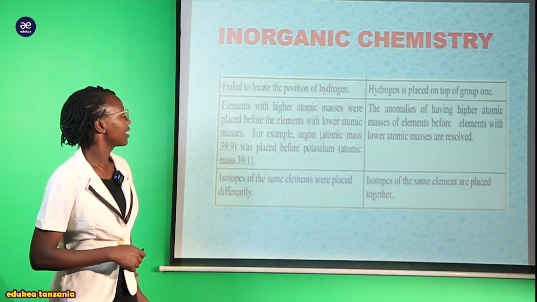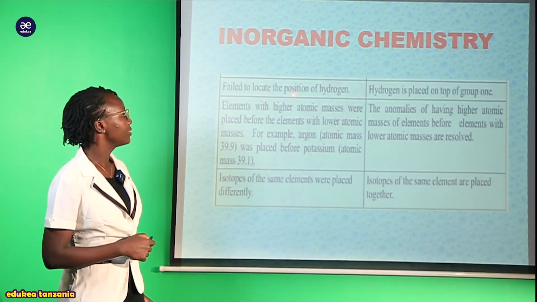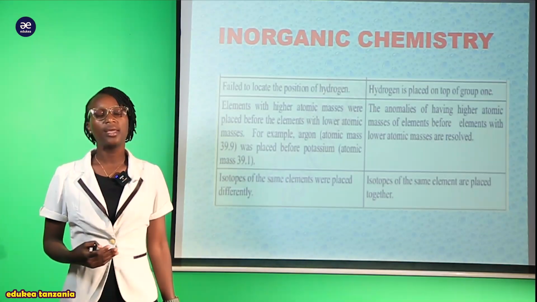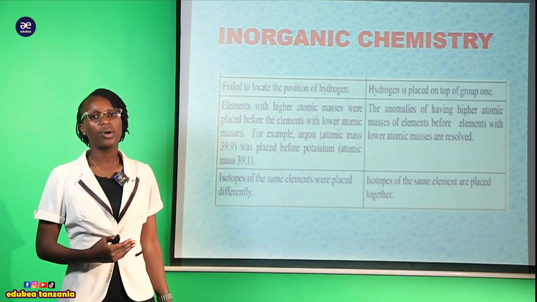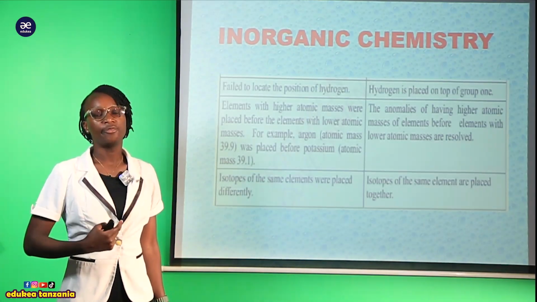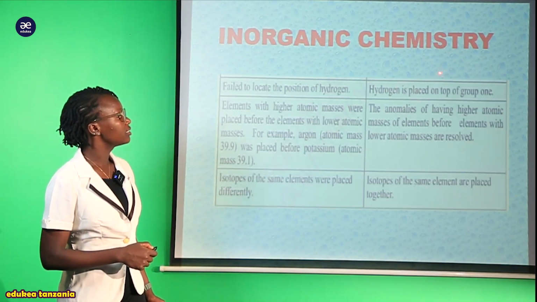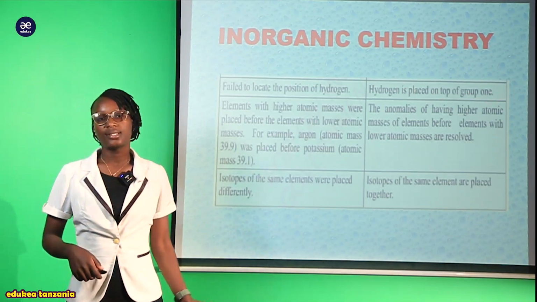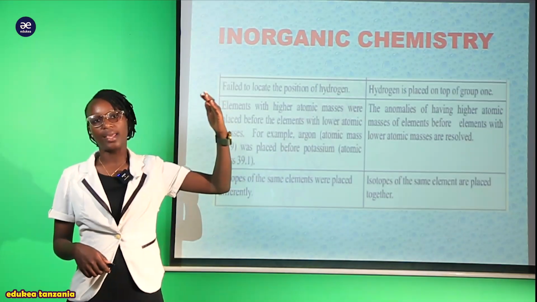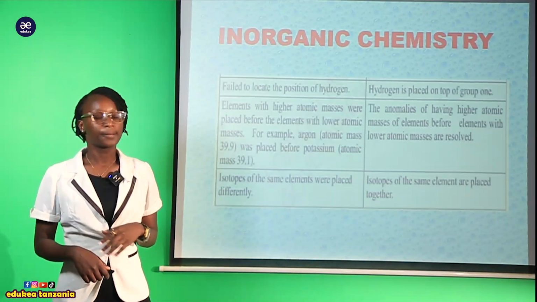Another difference is katika Mendeleev failed to locate the position of hydrogen. Hii pia ilikuwa ni main shortcoming, weakness kubwa sana ya Mendeleev, kwamba alishindwa kuonyesha position of hydrogen gas, lakini hydrogen is placed on top of the group 1. Hasa ukiangalia kwenye modern imewekwa juu pale kwenye top of the group 1.